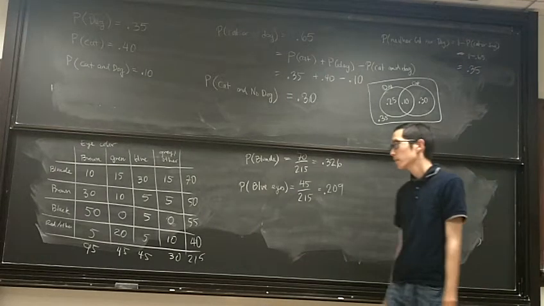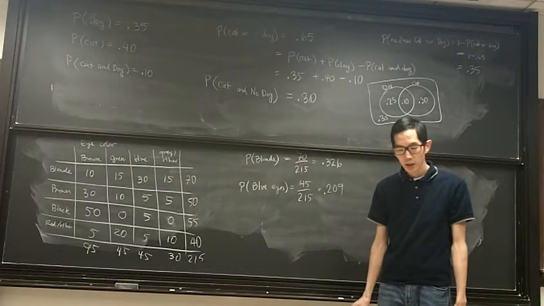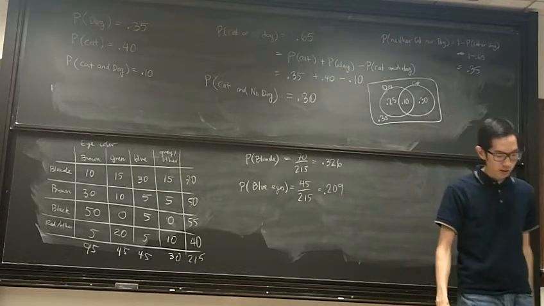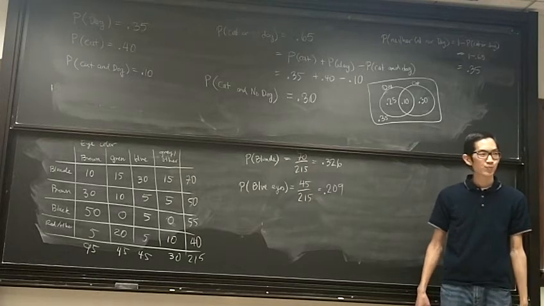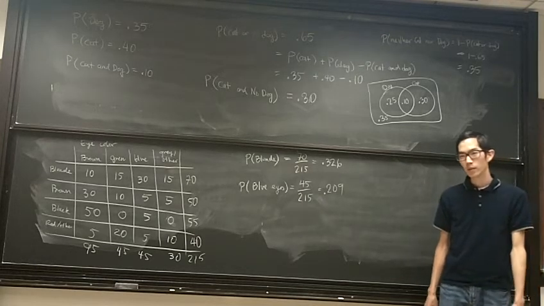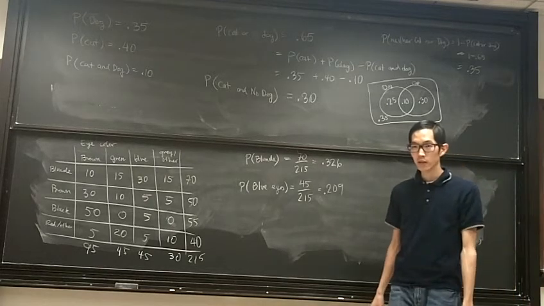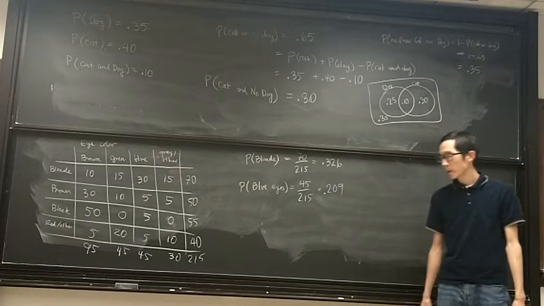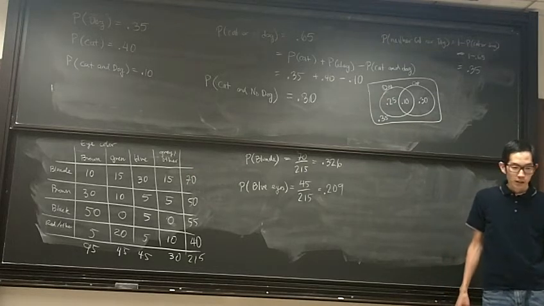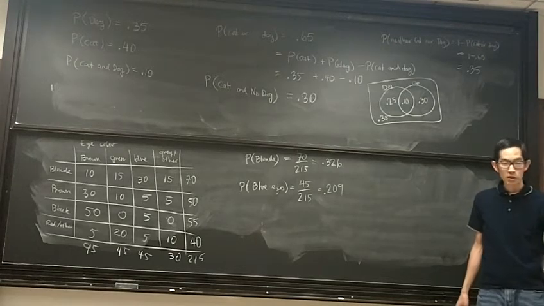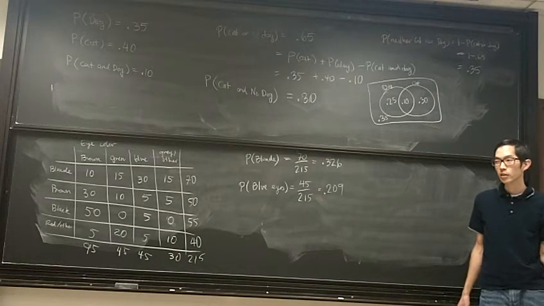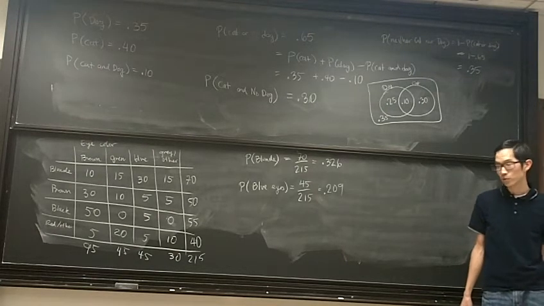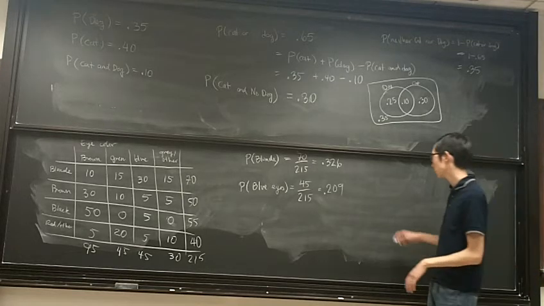I know that somebody has blonde hair. What's the probability that this person has blue eyes? So now I'm saying, all right, I picked someone at random, but I'm going to tell you something about this person. This person has blonde hair. Now that you know that this person has blonde hair, what's the probability that this person has blue eyes? 30 out of 70. 30 out of 70, okay?